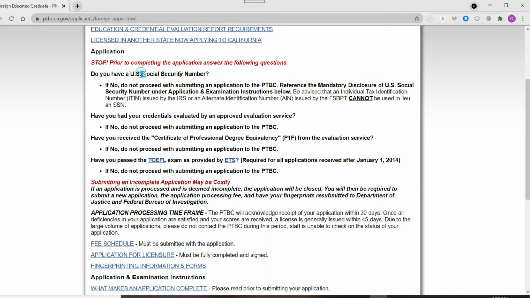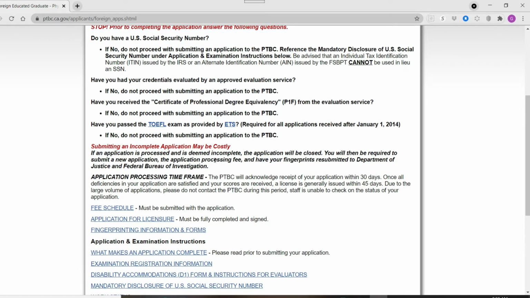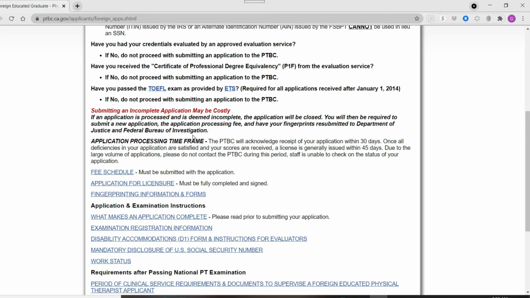You have to have a social security number. You have to have the evaluation service completed with the certificate of professional degree of equivalency, and you have to have passed the TOEFL examination. Okay, and they just go to read here or tell you that the application is costly, and if it is incomplete, they will close it and you will be asked to pay another application fee if your documents or requirements are incomplete. Okay, so the PTBC will acknowledge receipt of your application within 30 days.